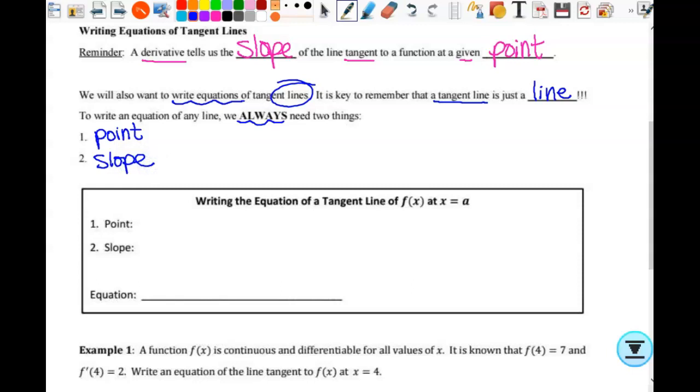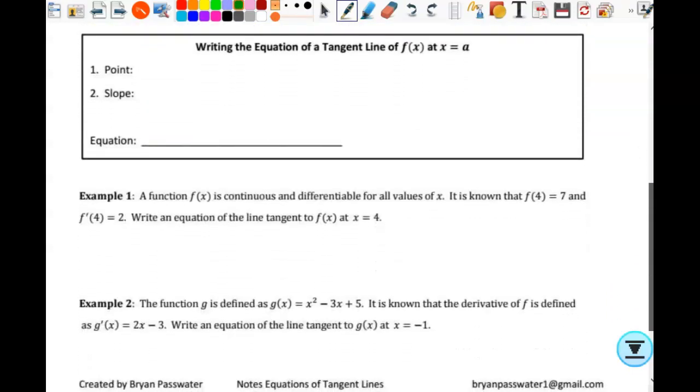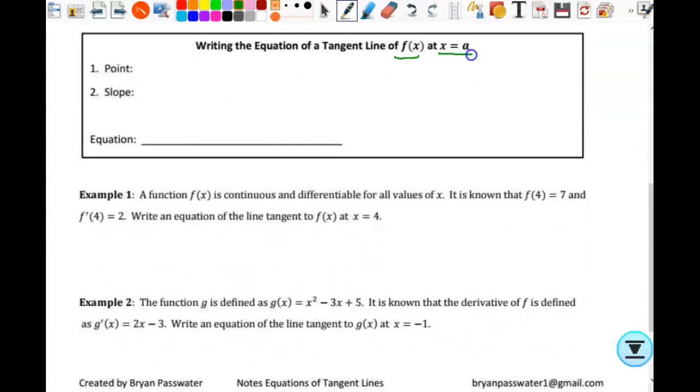Those are the two things you need every time, point and slope. And I told you on Friday, when we do this, every time you see "write the equation of a tangent line," we literally write down point and slope and make sure we fill those in before we go making stuff up. So if I'm going to write the equation of the tangent line of f of x at x equals a, a is just a number. So this would be like the line tangent to f of x at x equals 5, or whatever it happens to be. It's just a.